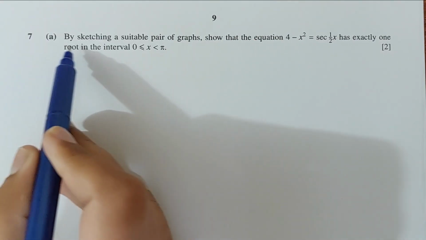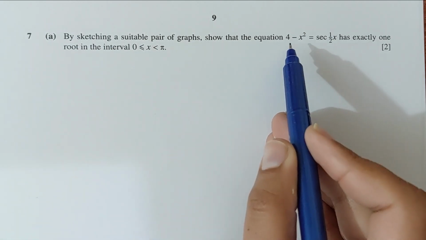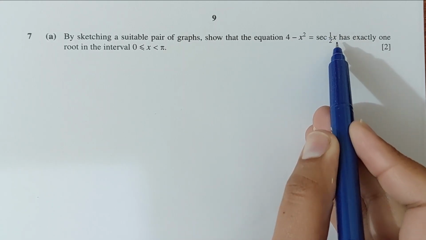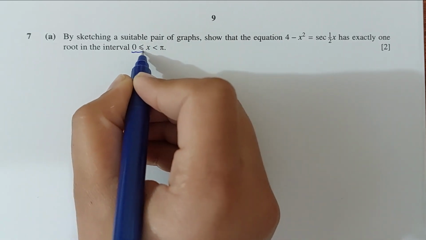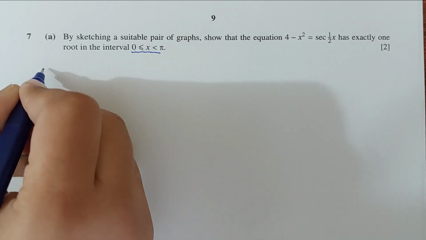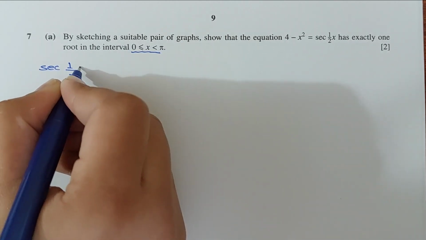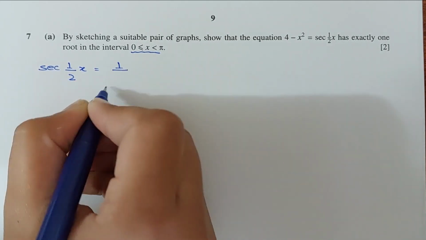Question number 7, part A. By sketching a suitable pair of graphs, show that the equation 4 minus x squared equals secant of 1 by 2 x has exactly one root in the interval 0 to pi. Okay, so if I consider the first function, what is secant half x? This is basically the reciprocal of cos, 1 over cos half x.